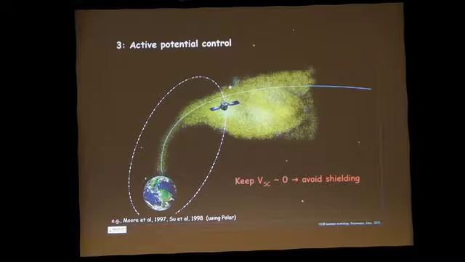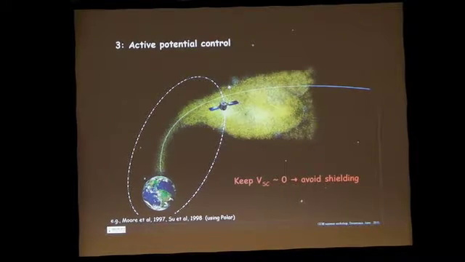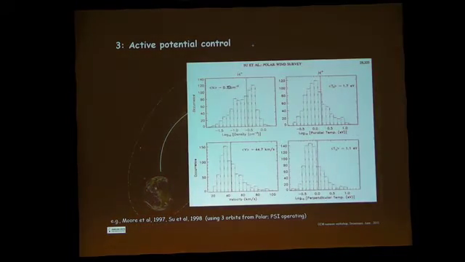An even better method is if you can avoid the spacecraft charging totally and try to keep the spacecraft potential to zero. And there are some good examples. So this is, for example, from the Polar spacecraft back in '98.